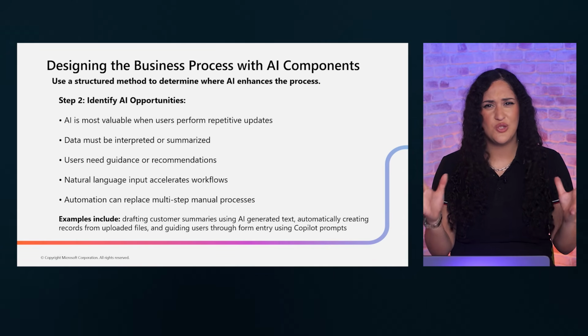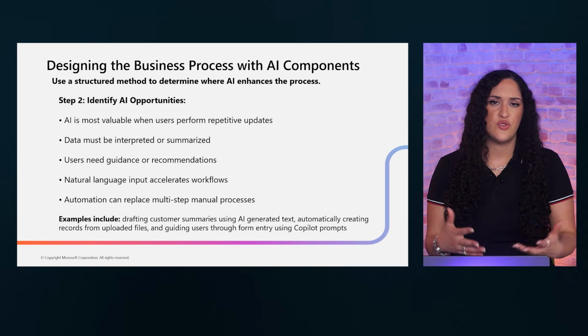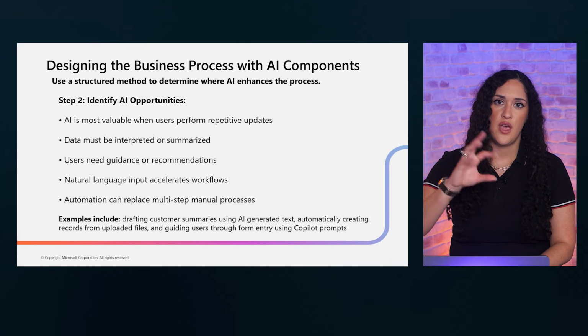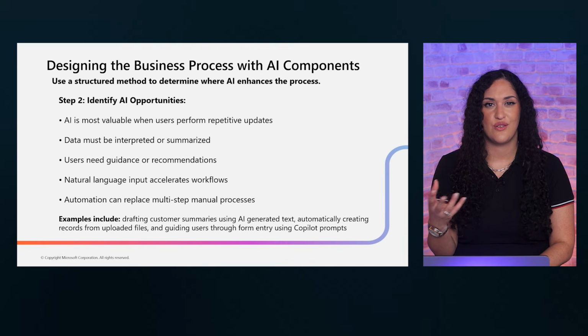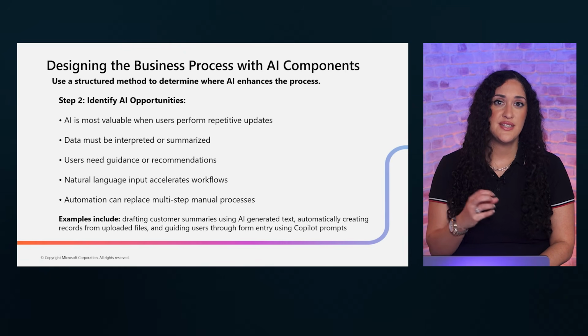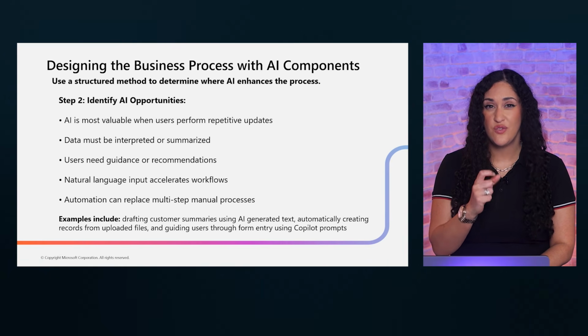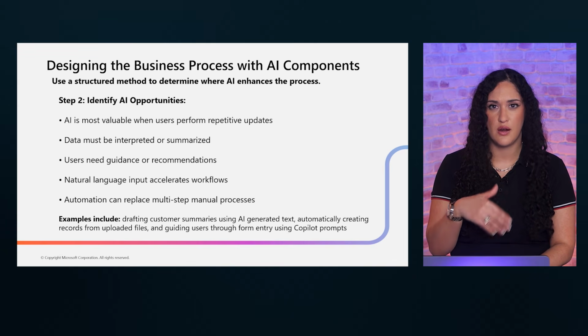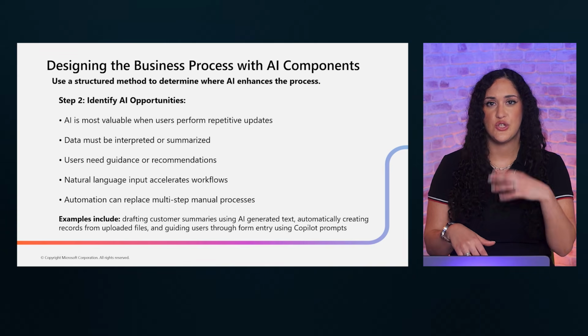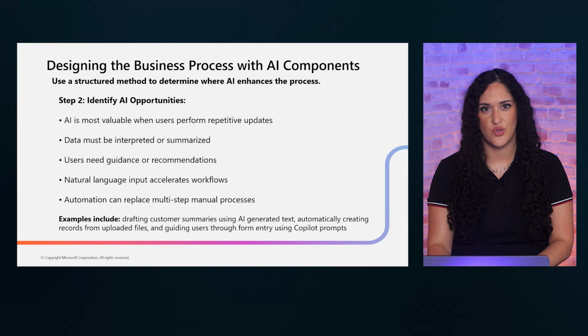So as an architect, just be selective. Not every step needs AI. Focus on the areas where the impact is highest and the risk is manageable. The best AI implementations target specific pain points rather than trying to automate everything at once. We start simple and expand based on results.